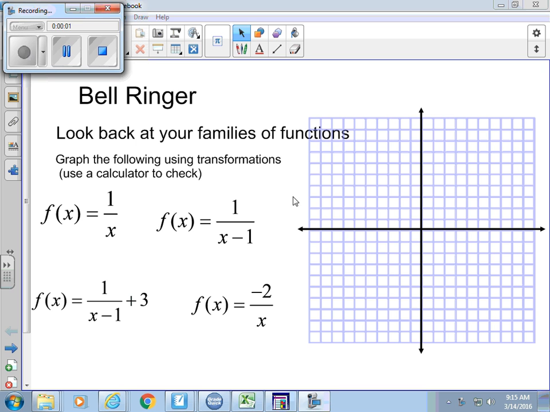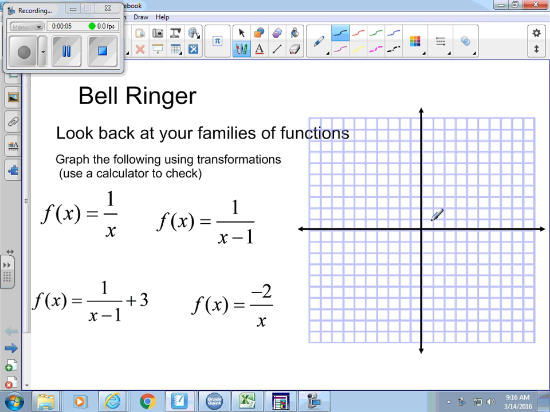So I told you to look back at your families of functions, or you could have just graphed the first one. 1 over x looks something like this. Everyone agree with that from either a calculator or a note card? And remember, referencing those note cards will be quite handy when you're studying for the final.